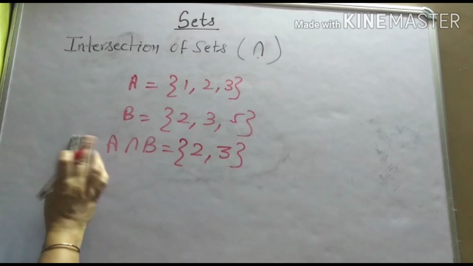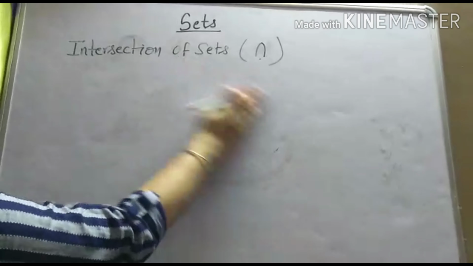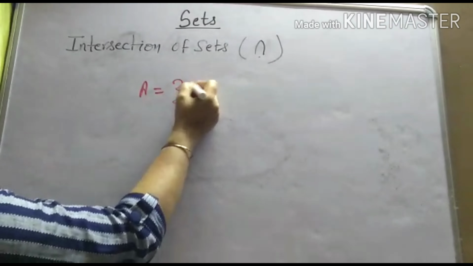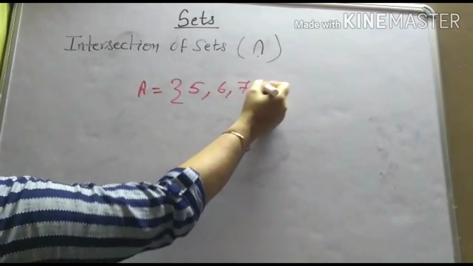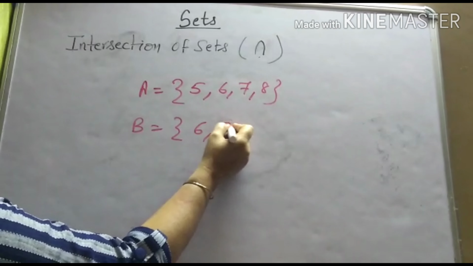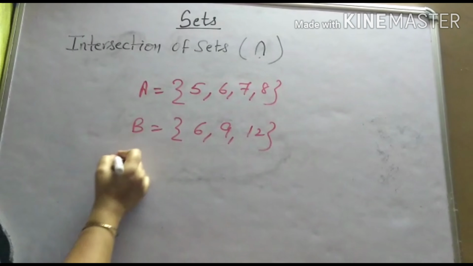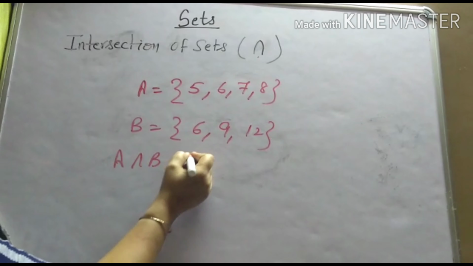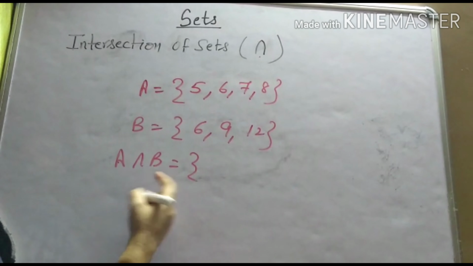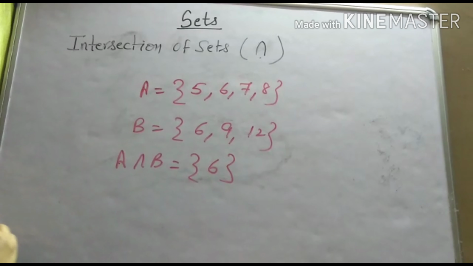Let's take one more example. If we have A is equal to 5, 6, 7, 8 and B is 6, 9, 12, then what is the intersection of A and B? Only 6 is the common element, so A intersection B is 6.